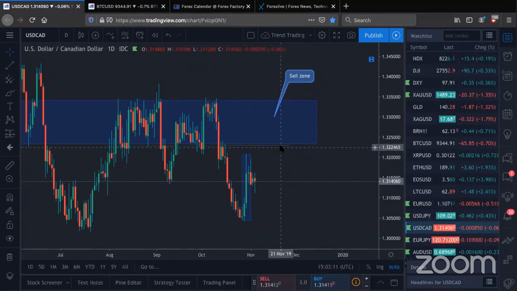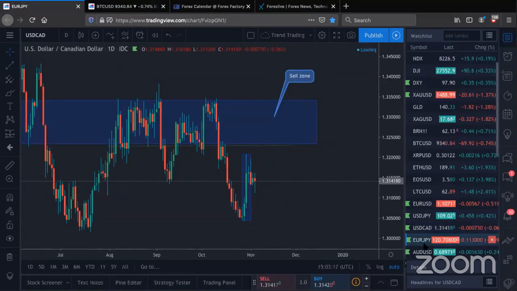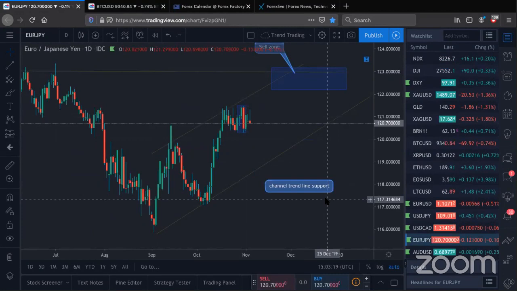In the meantime, we're just waiting for price to get closer to this sell zone to give us a better opportunity to get in. Let's take a look at our first yen pair of the day.